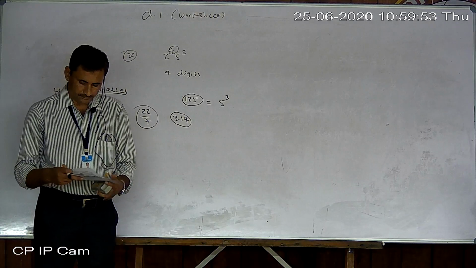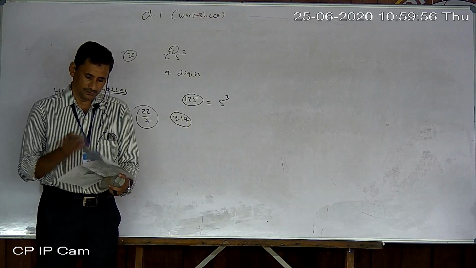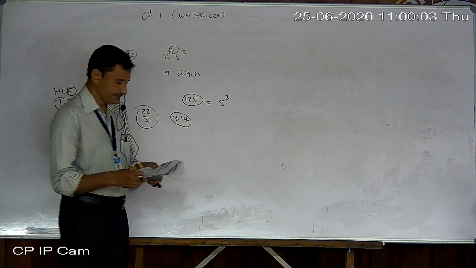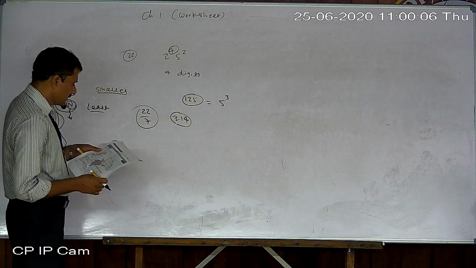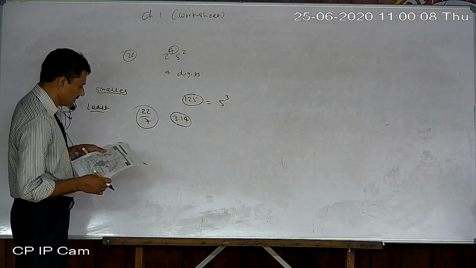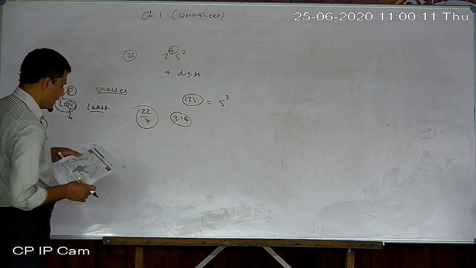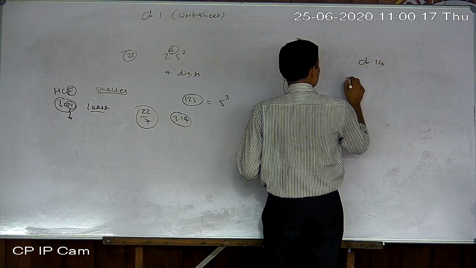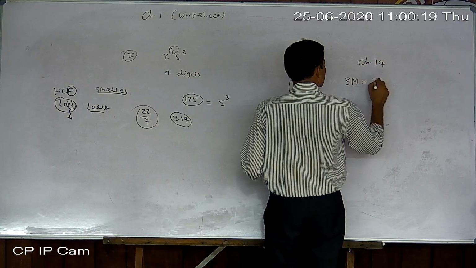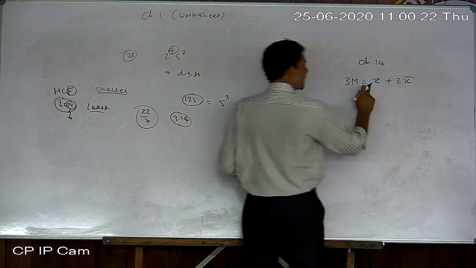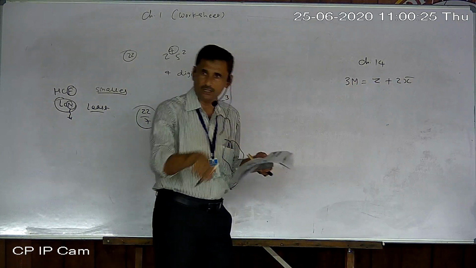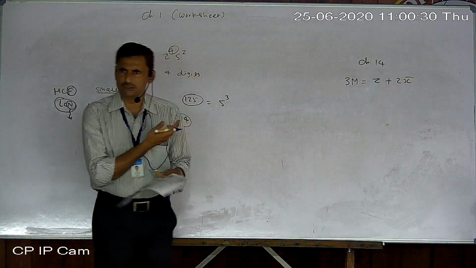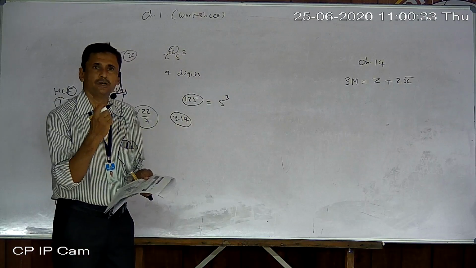Now look at number 14 also. First one. In some data, z is given as 10 and x bar as 25. So in statistics, chapter 14, mostly this formula is used: 3m equal to z plus 2x bar. That is the empirical formula relating mean, median and mode. 3 times median equal to mode plus 2 times mean. So use this formula and find out the remaining, missing one.